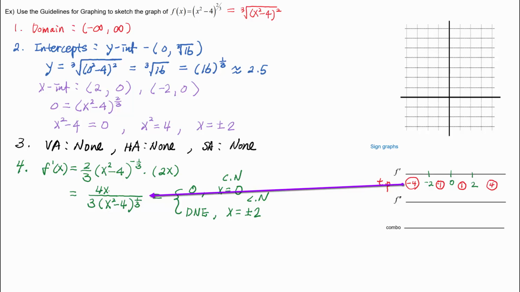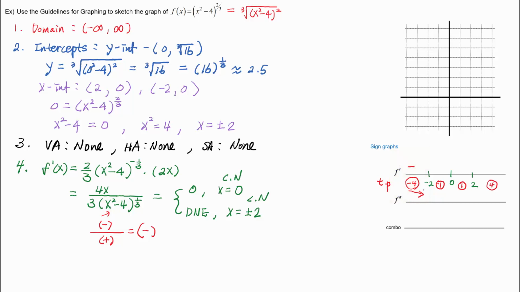So if you plug -4 in for every x you see, 4 times -4 is negative, 3 is positive, and a positive number doesn't affect the sign for the whole quotient. So let's just plug it in here. And -4, if you square it, it is 16. Minus 4 is a positive number. And the cube root of a positive number is positive. So this whole quotient becomes negative. So this interval will be negative, which means your graph is decreasing.